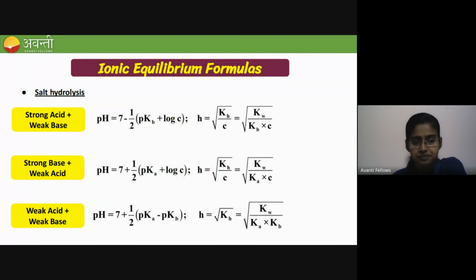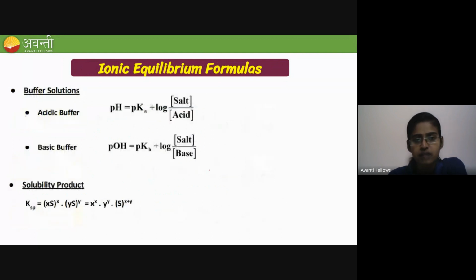Then coming to the buffer solution, we have two types of buffer, acidic buffer and basic buffer.